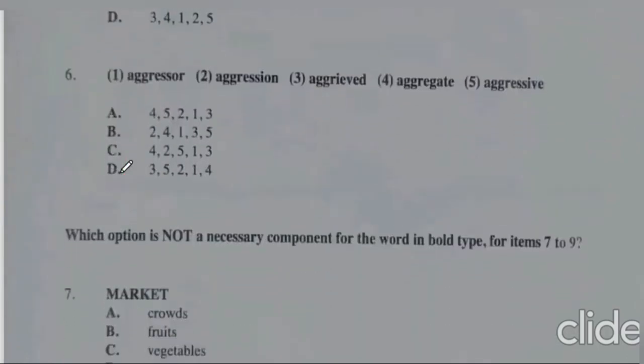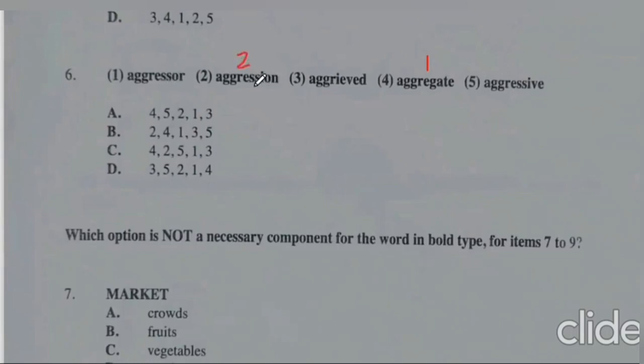So we have aggressor, aggression, aggrieved, aggregate, aggressive. So they all start with AGGR, okay? AGGRE, SS, let's see. All right, aggrieved, I before E. So we have all these E's coming first. So we have aggregate, AGGRE, G1. We have aggression, I comes before IO, okay? So we have 4, 2, aggression.